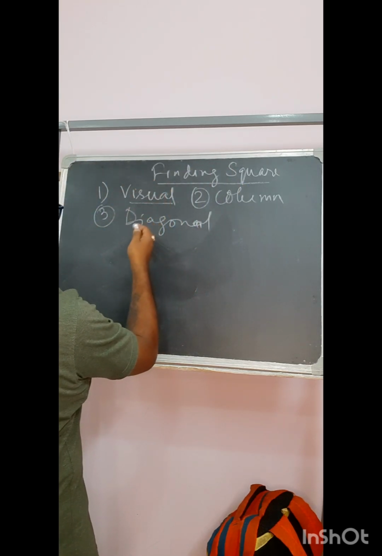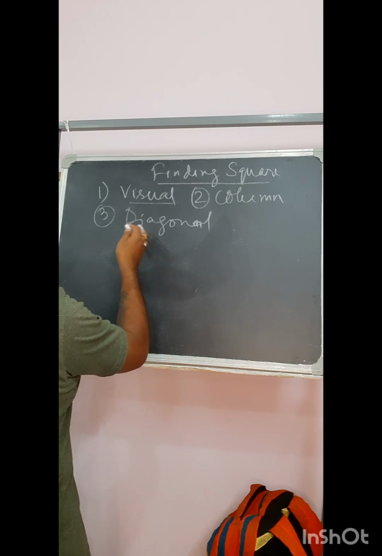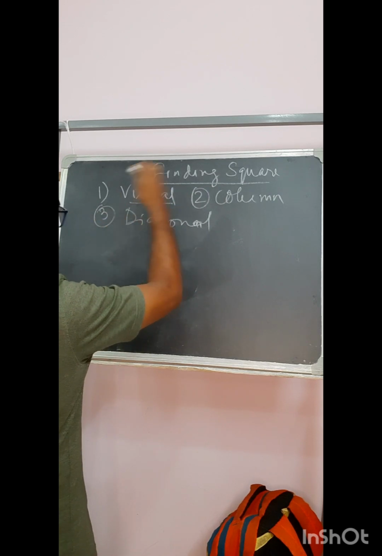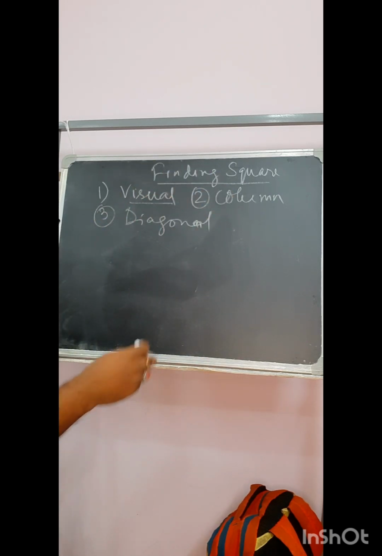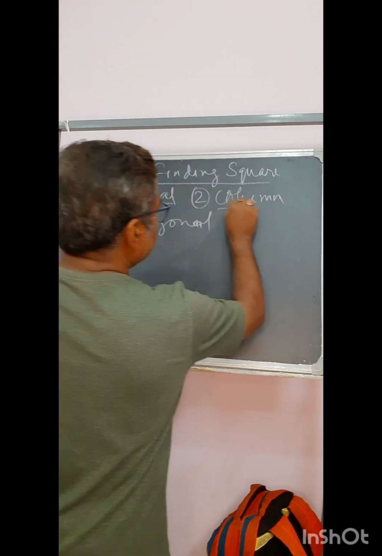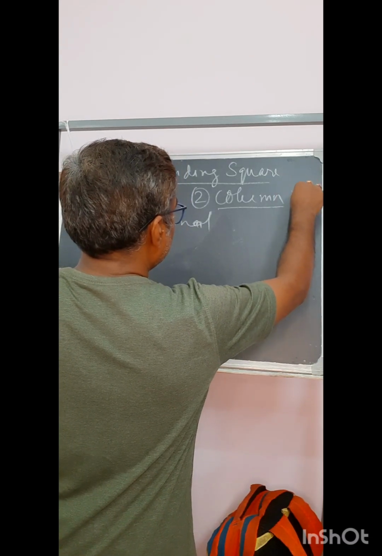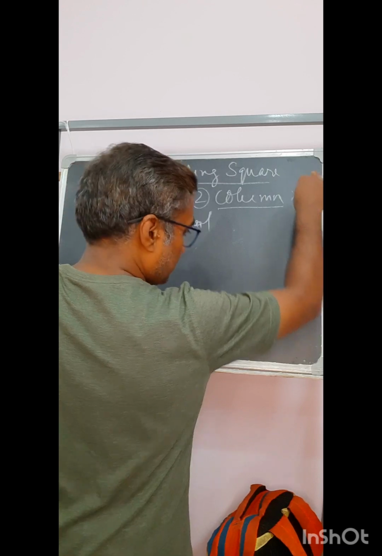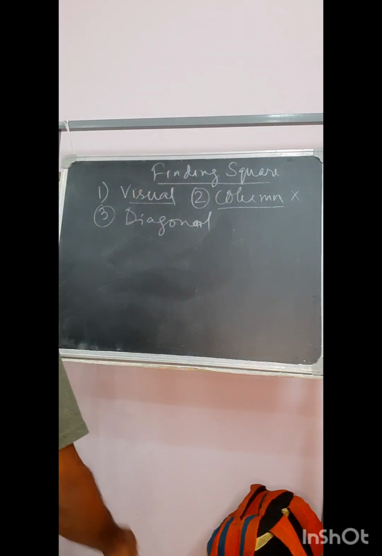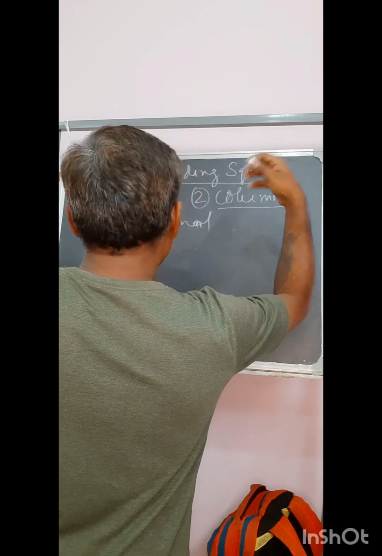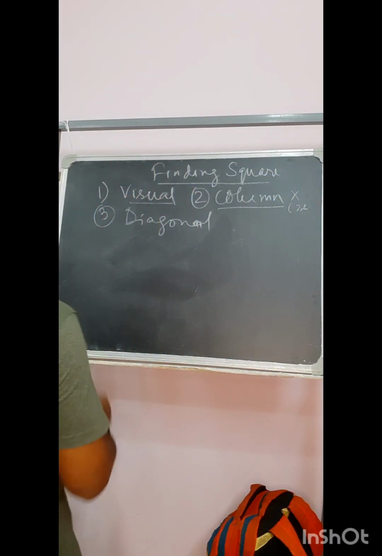The column method you can also use because there is no limitation, but it is a bit more difficult than this. I cannot say difficult, but for higher numbers you have to calculate more. The visual method can definitely be neglected because it is very tough and very lengthy also, and it has a limitation up to 2 digits. You cannot go further. So I will explain one by one.